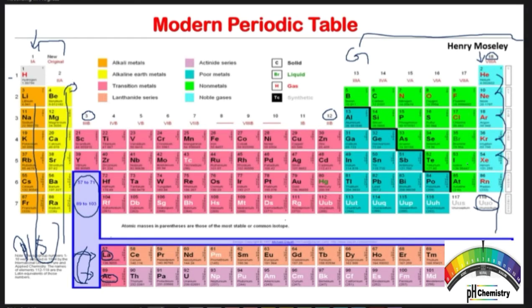All the elements shown in the green, you can see here, are non-metals. Boron, carbon, nitrogen, oxygen, fluorine, chlorine, sulfur. All these green colored elements are non-metal in nature. These blue elements, means shown in the blue block, are poor metals, some of which are metalloids and others are poor metals.